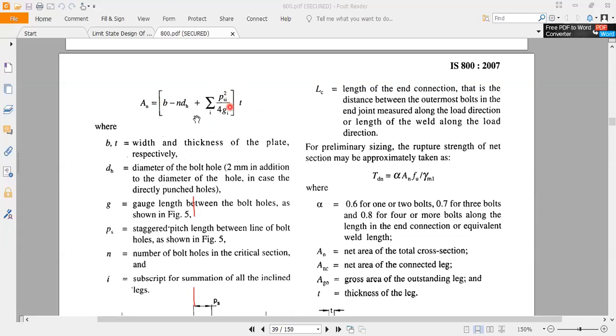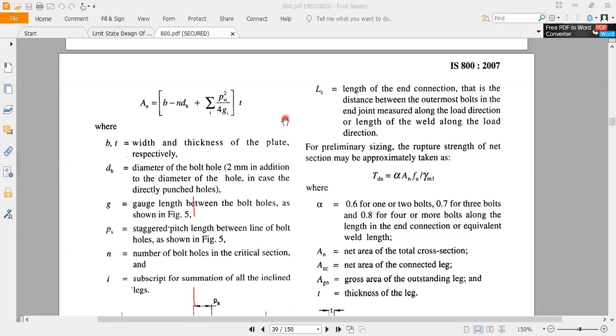That means this is the reduction in the b. You see, this is the reduction in the b. Are you getting it? Basically, if there are no holes, you multiply b and t, is it not? But if there are some holes, b is getting reduced. So that's why within the bracket, b is reduced here, and then t is multiplied to find the area.